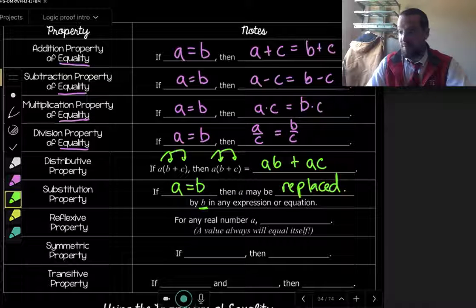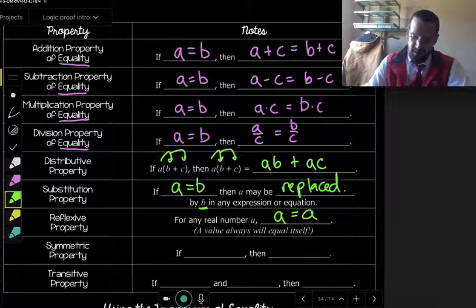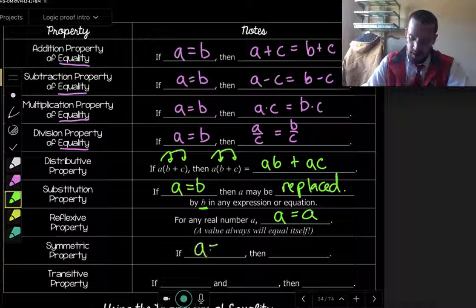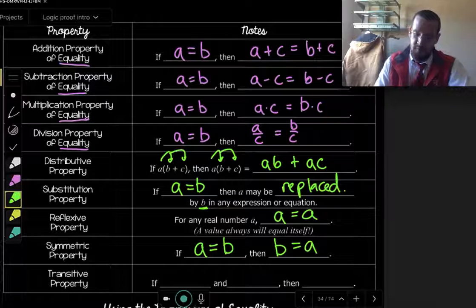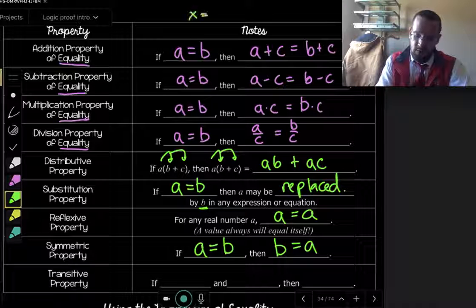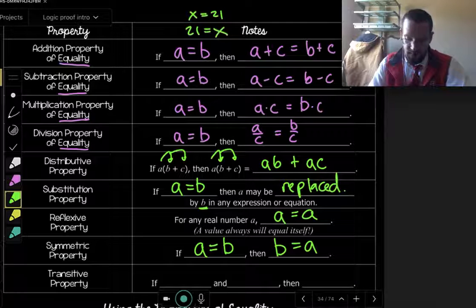The reflexive property is A is looking itself in the mirror. Reflexive property, A is itself. It is equal to itself. The symmetric property is A is equal to B. If A is equal to B, then B is equal to A. So we're allowed to flip-flop these around. If X is equal to 21, then 21 is equal to X. Remember that. We do that oftentimes in algebra just to make things look better.